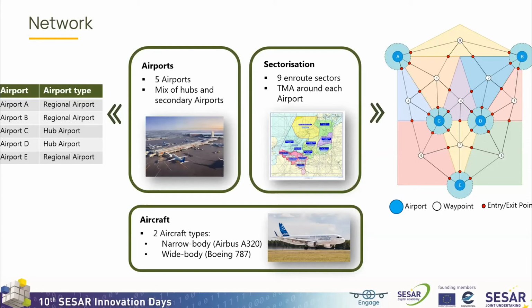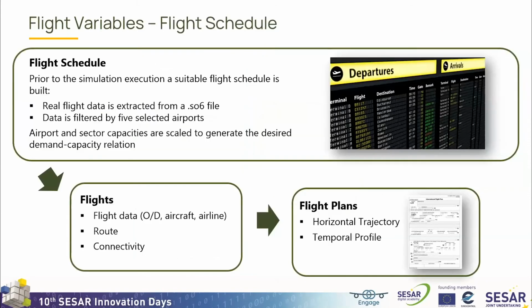Finally, we have the last parameter, which is the aircraft. We have included in our model only 2 aircraft types, 1 narrow body and 1 wide body.